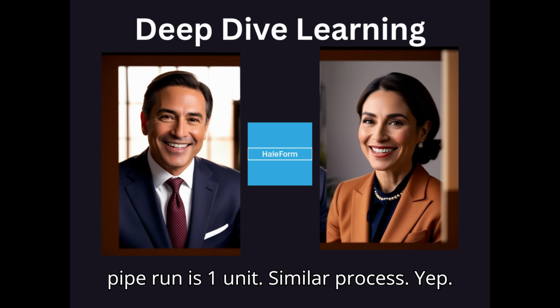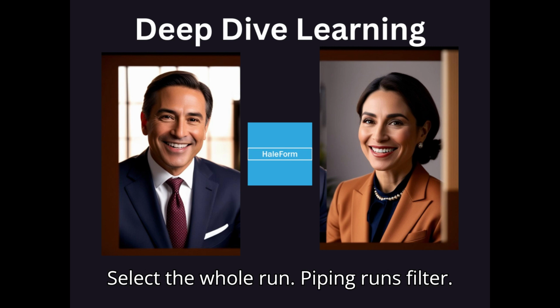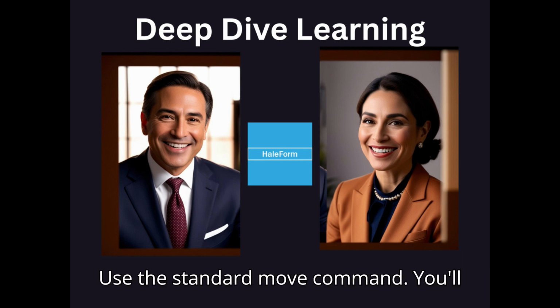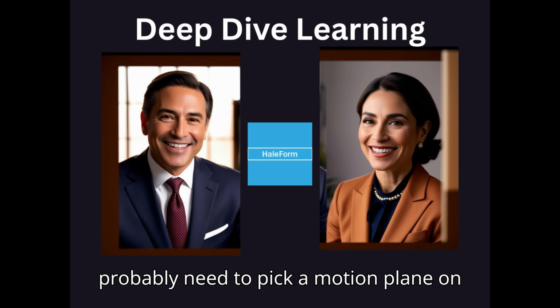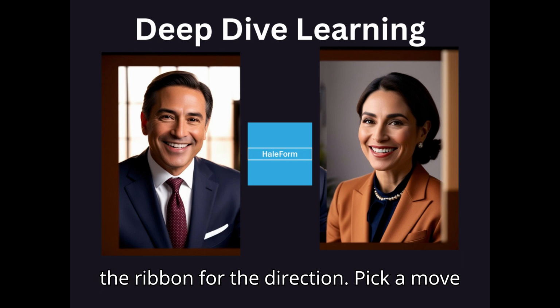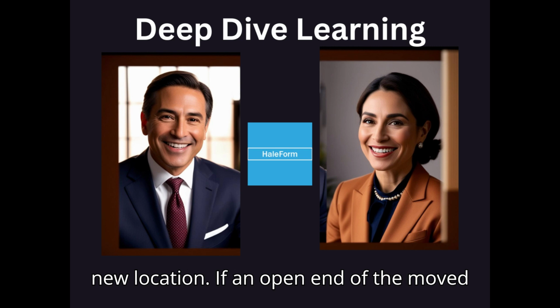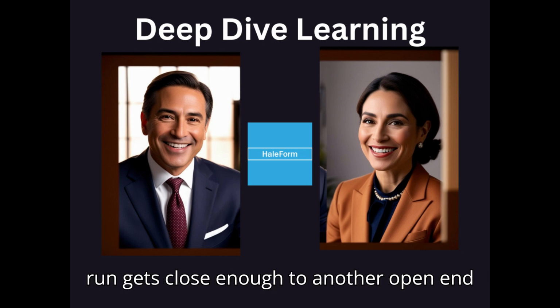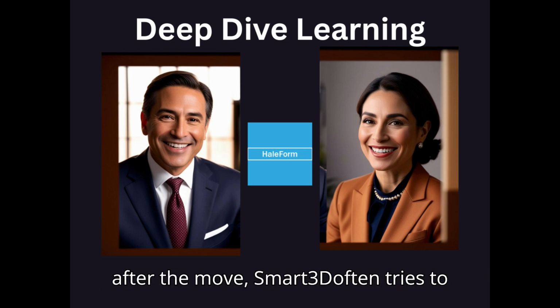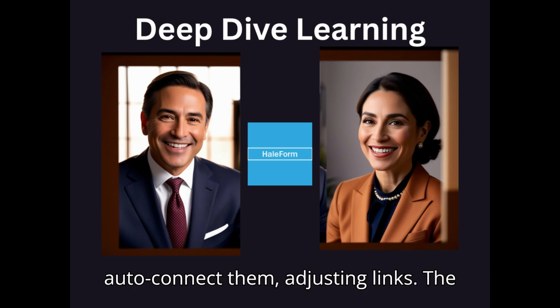And moving an entire pipe run as one unit? Similar process. Select the whole run, Piping Runs filter. Use the standard move command. You'll probably need to pick a motion plane on the ribbon for the direction. Pick a move from point, then a move to point for the new location. If an open end of the moved run gets close enough to another open end after the move, Smart 3D often tries to auto-connect them, adjusting lengths.